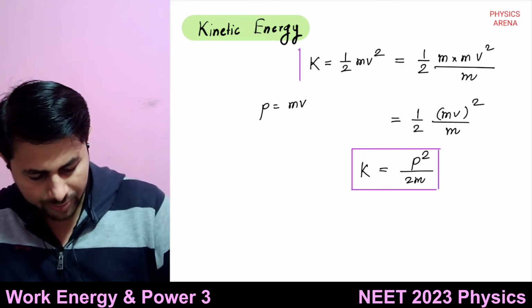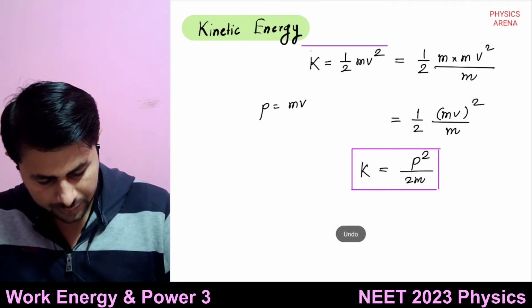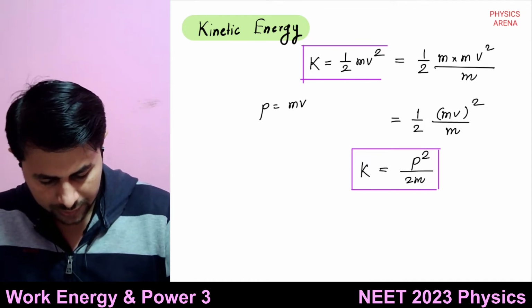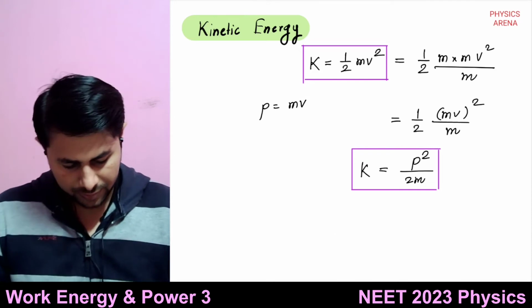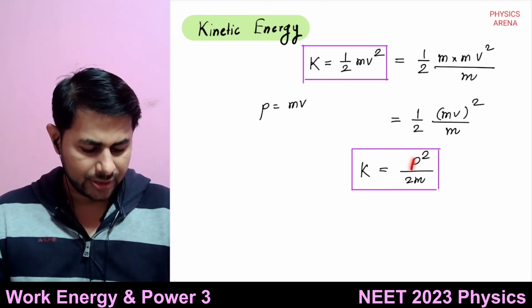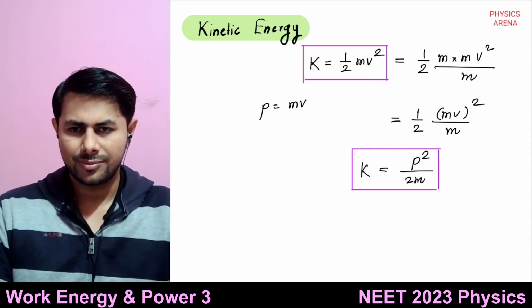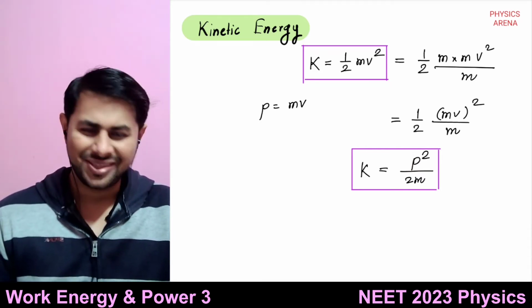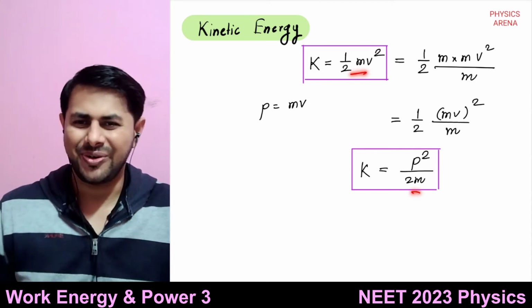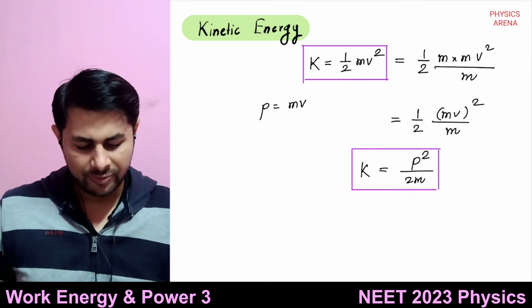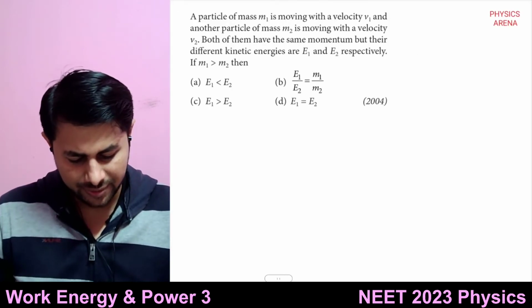Okay, so we have this formula for kinetic energy. Kinetic energy equals to half of mv square, and kinetic energy equals to p square divided by 2m. This is another formula. Okay, so there have been questions surprisingly based upon this formula and this formula also, which are very simple. So let's solve some questions based upon kinetic energy.